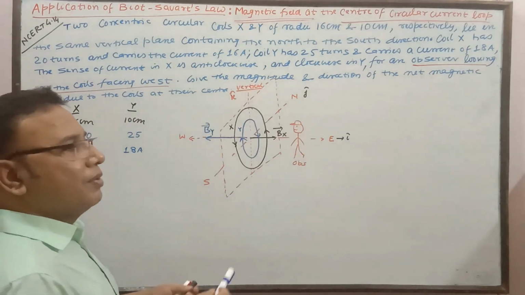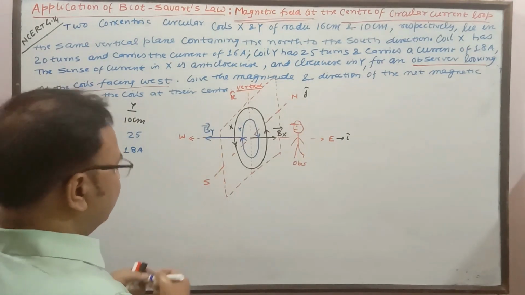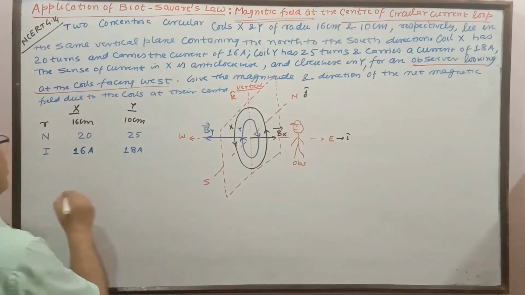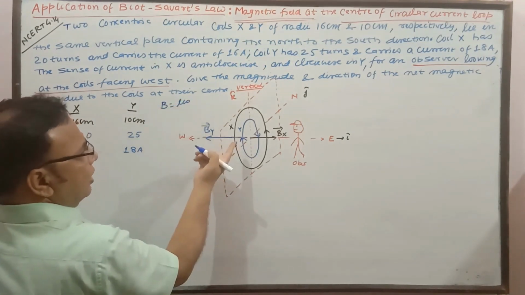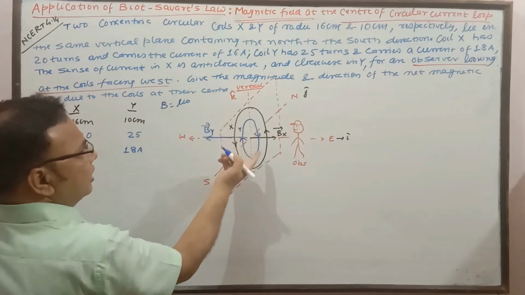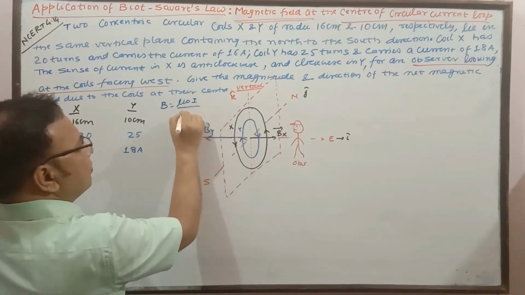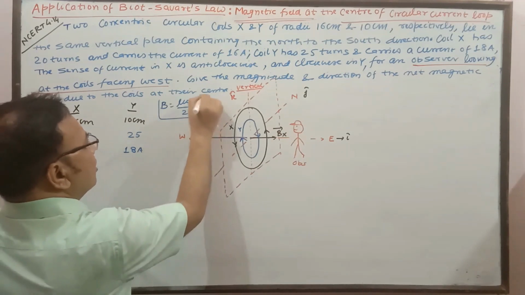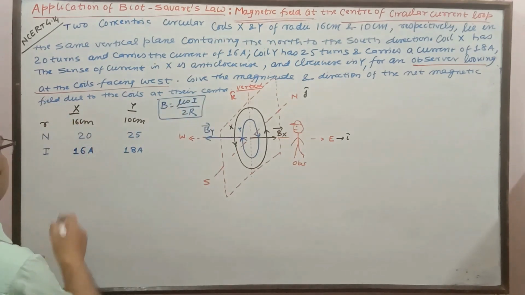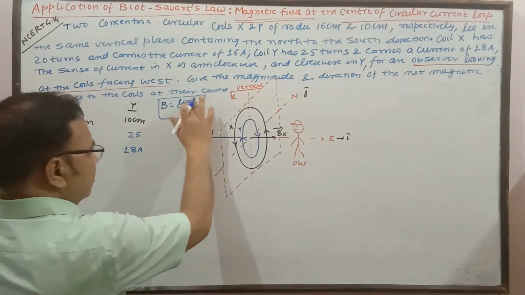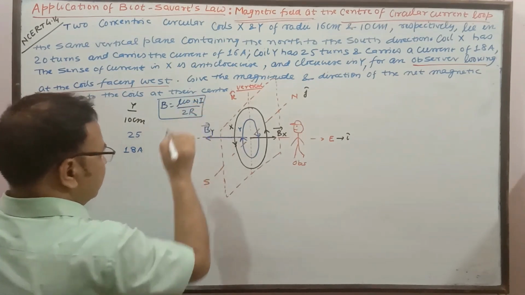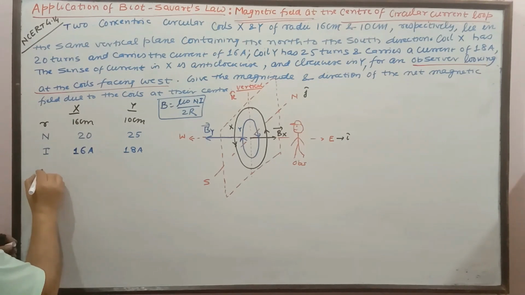We know the formula for the magnetic field at the center of any circular coil of radius r. The common formula is B equals mu naught N i, where for a single turn it is mu naught I divided by 2r. Here N, the number of turns, is given, so we go for mu naught N I divided by 2r. So let us find it for X first.